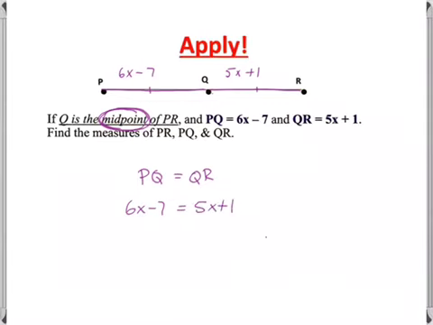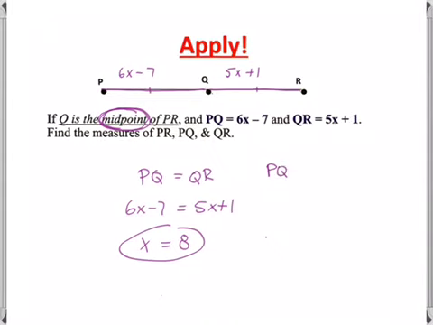And then I'll just solve for x. I'll bring the 5x over through subtraction, I get x. I'll add the 7 over, and I get 8. So x equals 8. To find PR, PQ, and QR, I'm just going to plug the 8 back into the 2 expressions and see what I get.